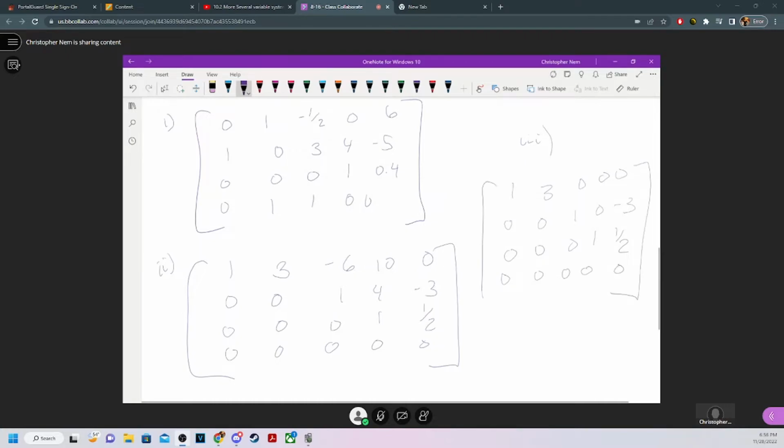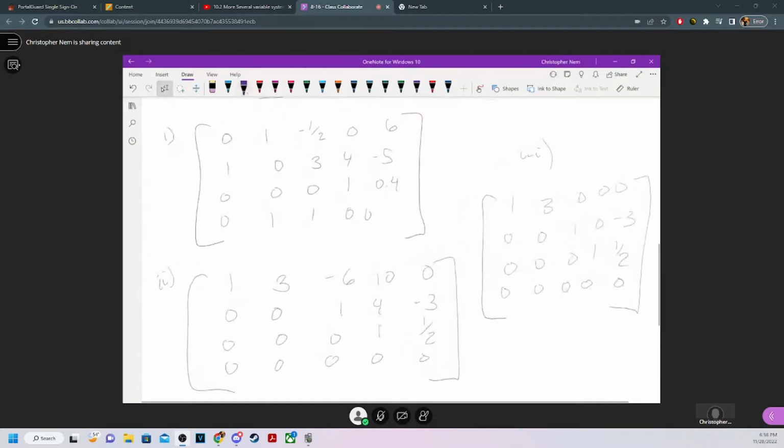All right, so I have these three matrices. Go ahead, take your time, pause the video, see if you can identify which one is in row echelon form, reduced row echelon form, and which one is neither. So I'll give you guys time. Go ahead and pause the video.